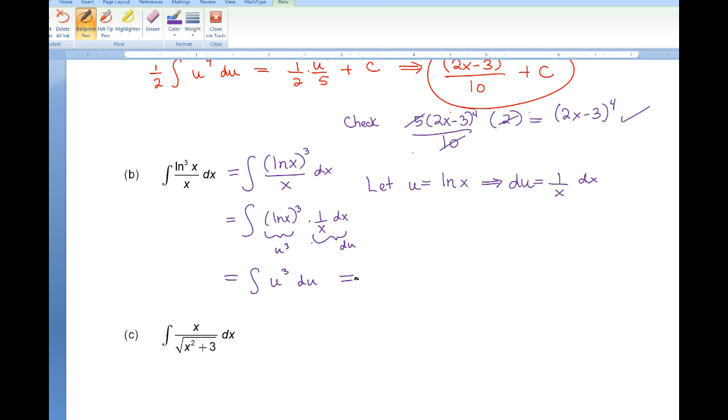What happens when we integrate that? We get u to the 4th over 4 plus c. So now just go back and replace. That's what I'm saying: the more you practice them, I know some of them look really different, but the process is the same 4 steps.